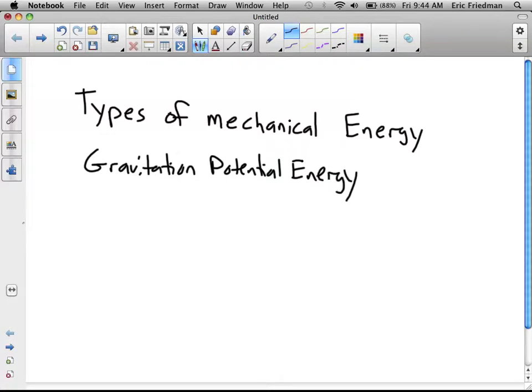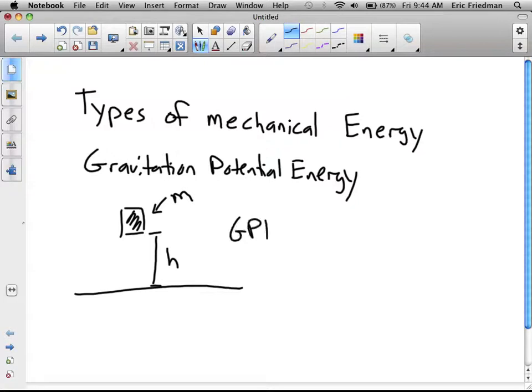If you have an object that is above the ground, and it's above the ground by a certain height, we'll call that h, and you know the object has a certain mass m, then we can say it has a certain amount of gravitational potential energy equal to mgh. Easy formula. Don't forget that the units are always going to be in joules. That's our units for energy.